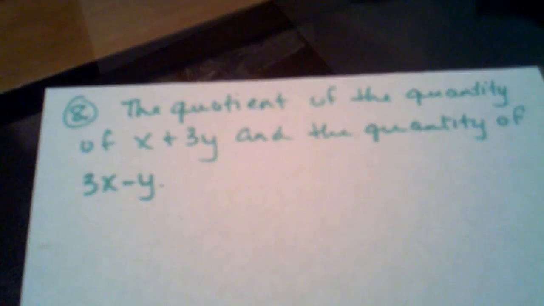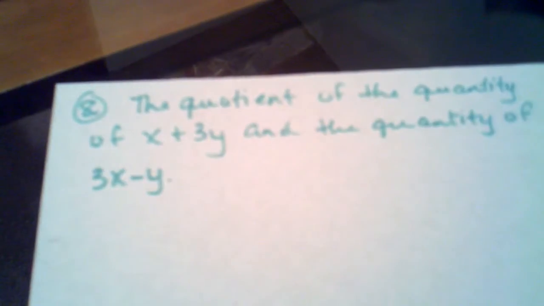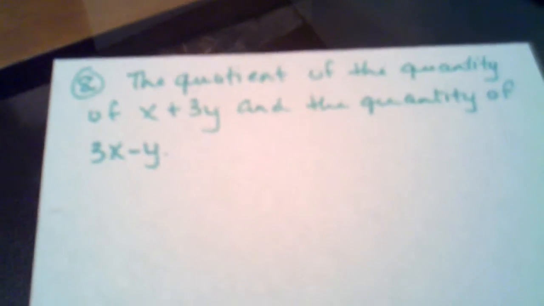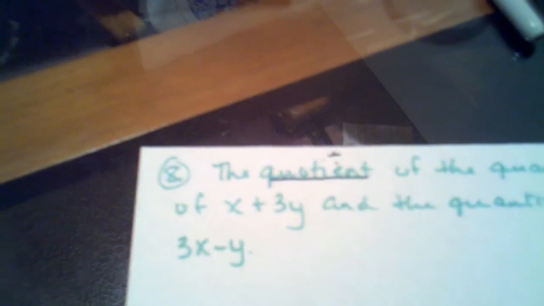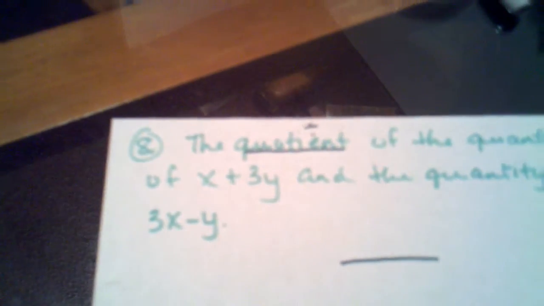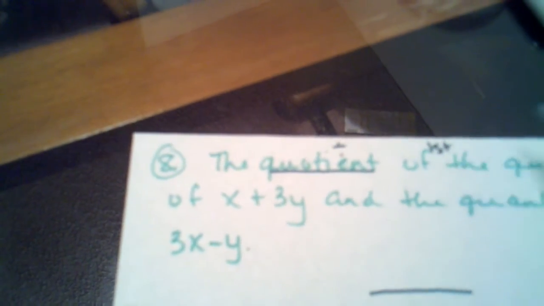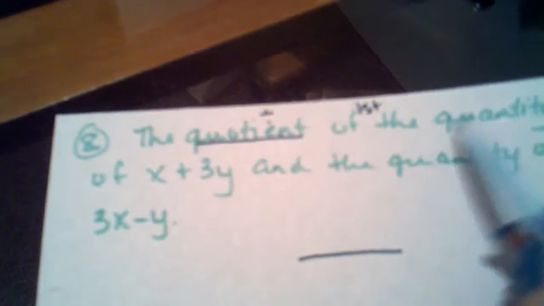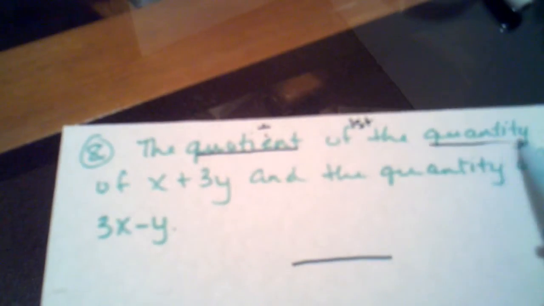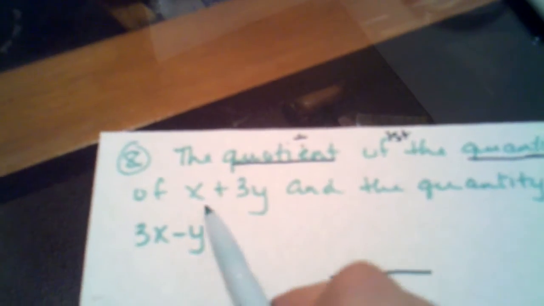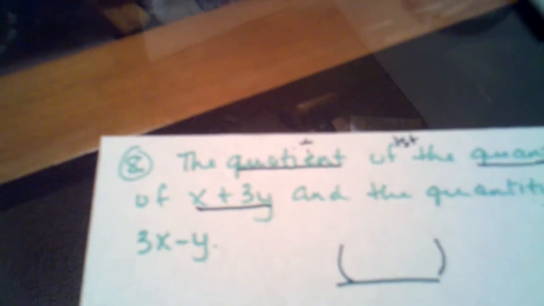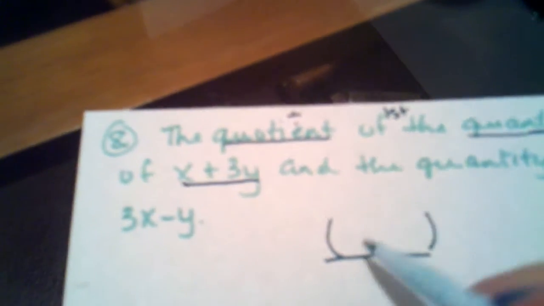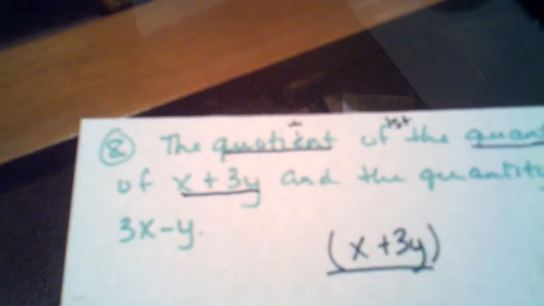Next, last one, the quotient of the quantity of x plus 3y and the quantity of 3x minus y. So if we look at this one, quotient meaning that we again are dividing, meaning that we need a fraction bar, of meaning that this is our first item. Our first item is a quantity, so we need to look at a certain set of things. Our first set is x plus 3y. So therefore, quantity, again, we got to use those grouping symbols. Our first quantity is x plus 3y.